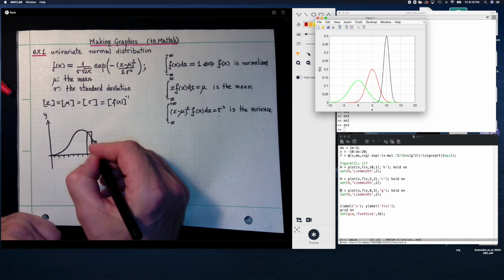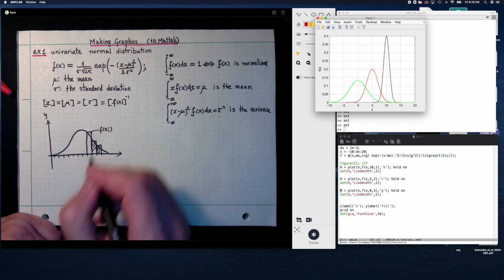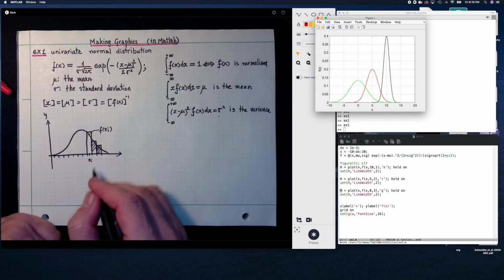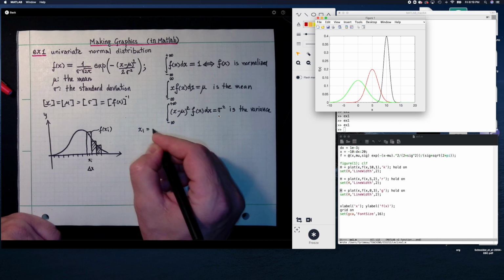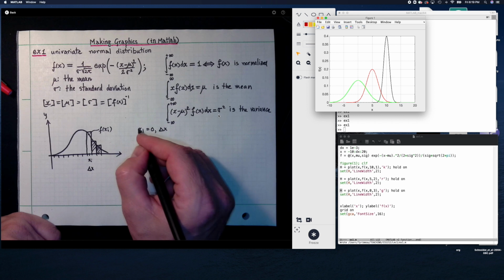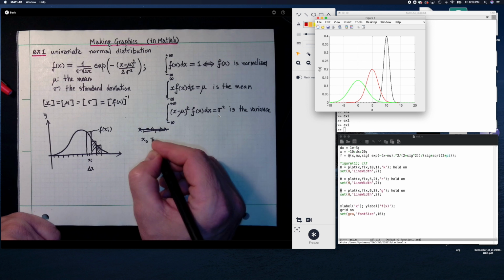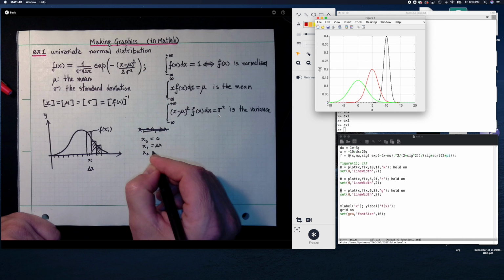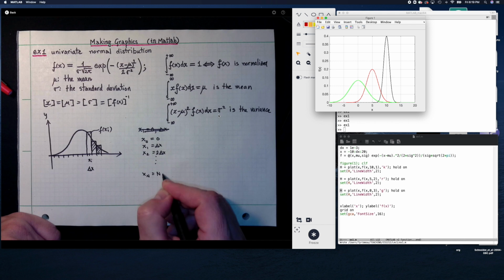So the height of these rectangles is going to be given roughly by f at xi, where the center would be xi, or maybe the endpoint, and the width is going to be delta x. So if I define a bunch of points: x0 equals 0, x1 is equal to delta x, x2 is equal to 2 delta x, and so on, all the way up to xn is equal to n delta x.